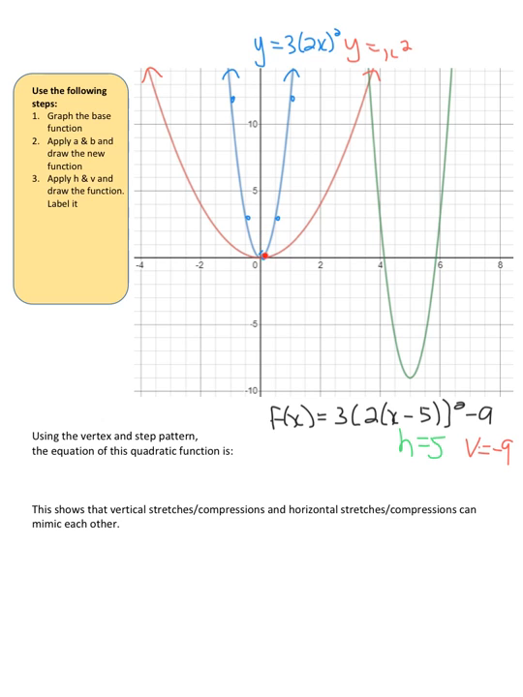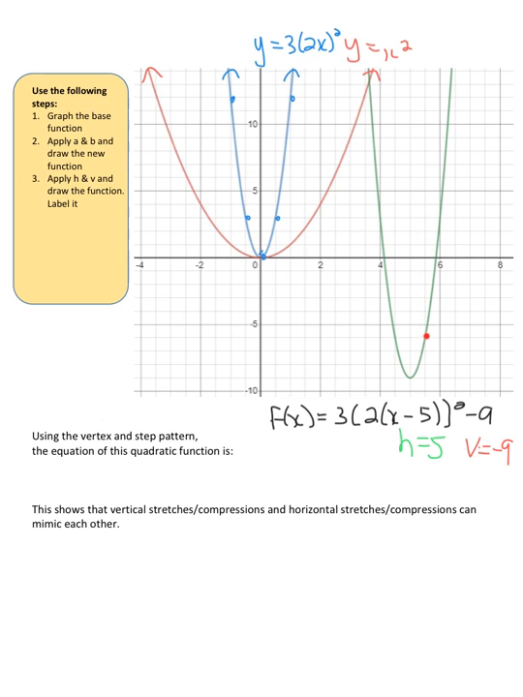So I'll start at the origin, and I'm going to move 5 to the right, 1, 2, 3, 4, 5, and then I'm going to go 9 down, 1, 2, 3, 4, 5, 6, 7, 8, 9. So I end here. That's where my vertex is. Next, this point here at 1, 3, I'm going to go 5 to the right, 1, 2, 3, 4, 5, and then down 9.